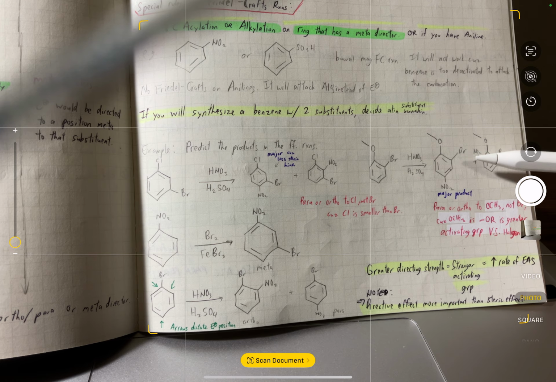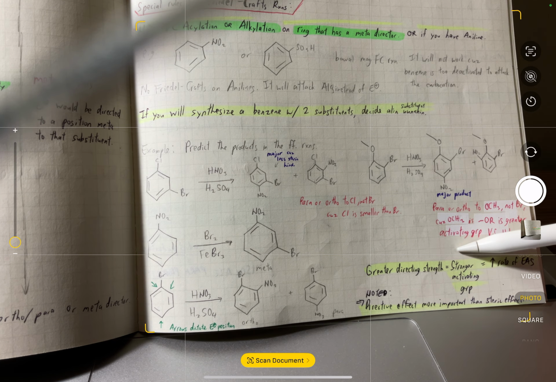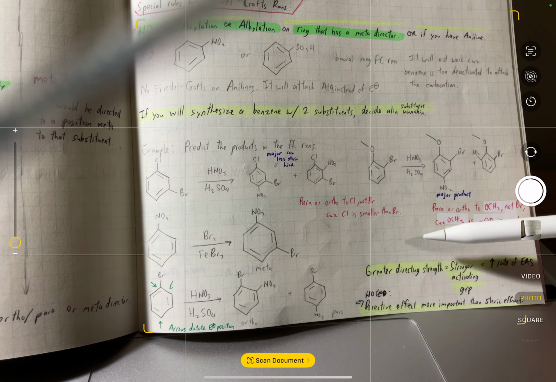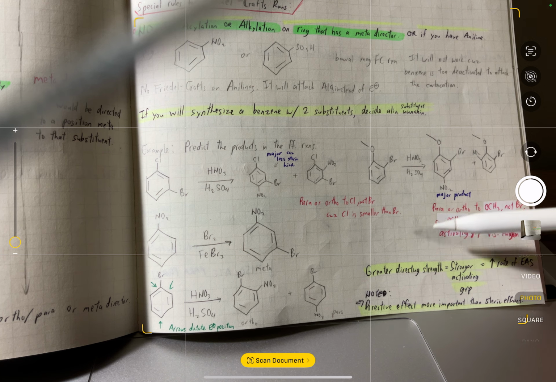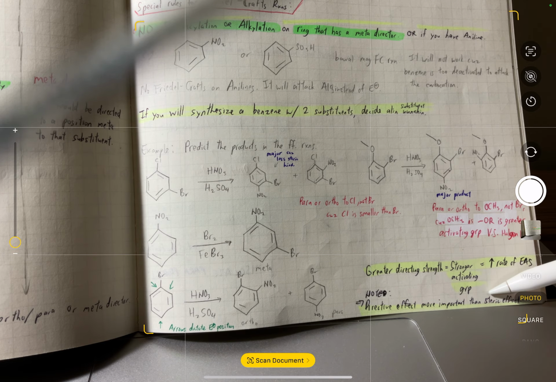But the rules are the greater the directing strength, the stronger the activating group, the higher the rate of EAS. It's a trend. So the higher it is located in the table, the higher rate of EAS and the greater its directing strength. And if you consider steric effect, it doesn't matter as much as directive effect, although you still have to consider this. Okay?